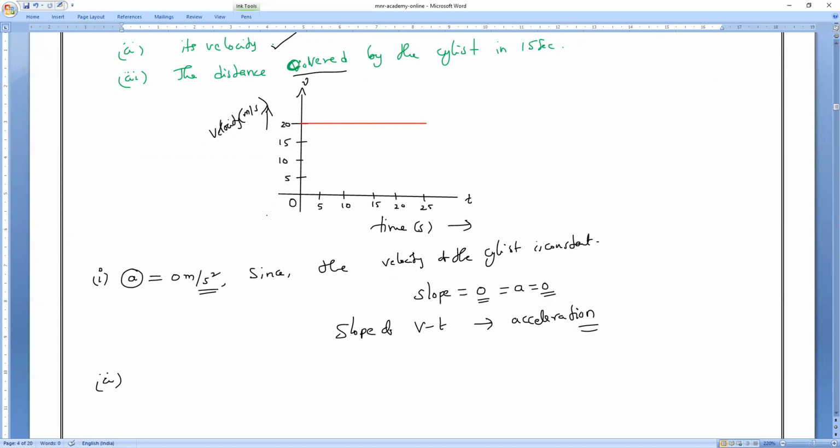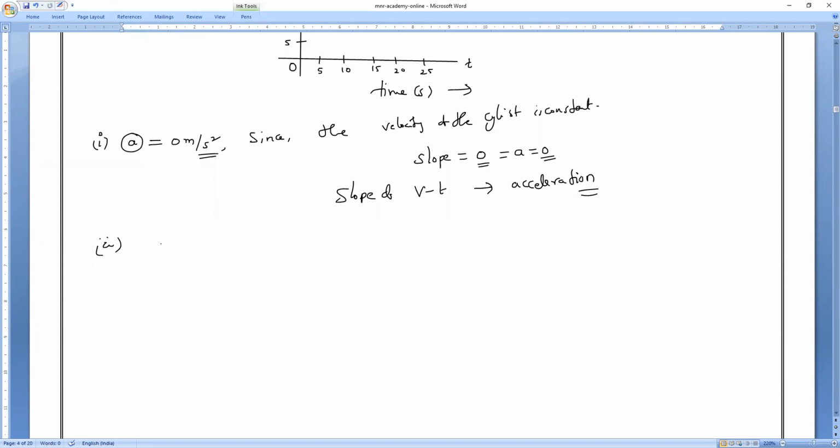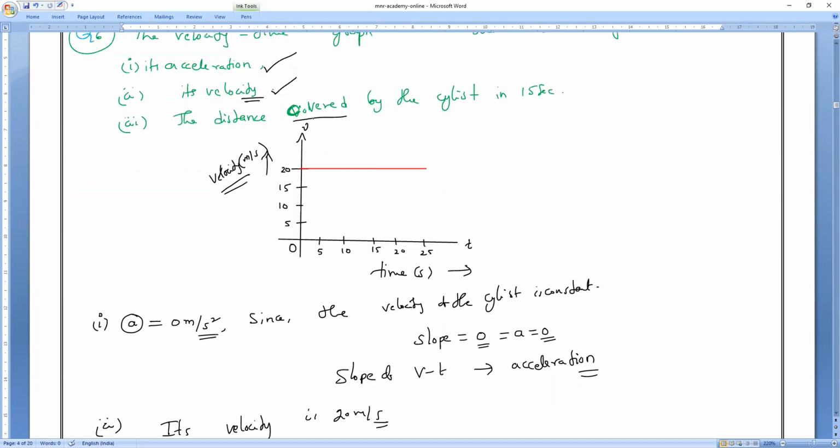Clear? Next. What is its velocity they are asking? So what is its constant velocity? See the graph and tell me. What velocity is it traveling at? From the graph, 20 meter per second. That's all. So this constant velocity is 20 meter per second. Next, third question. What is the third question they are asking? Verify it, everybody. What is the distance covered in how many seconds?